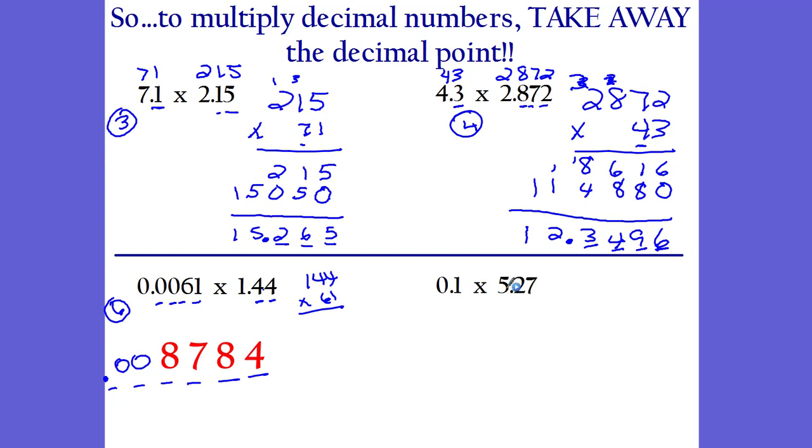For our second problem, if you take away the decimal points, you're going to be multiplying 527 times 1, which of course equals 527. Now to place the decimal point, count how many decimal places are in the first factor. There's only one. How many are in the second factor? 2. So that's a total of 3 decimal places that we need. So start to the right, here's 1, 2, 3, then your decimal point.